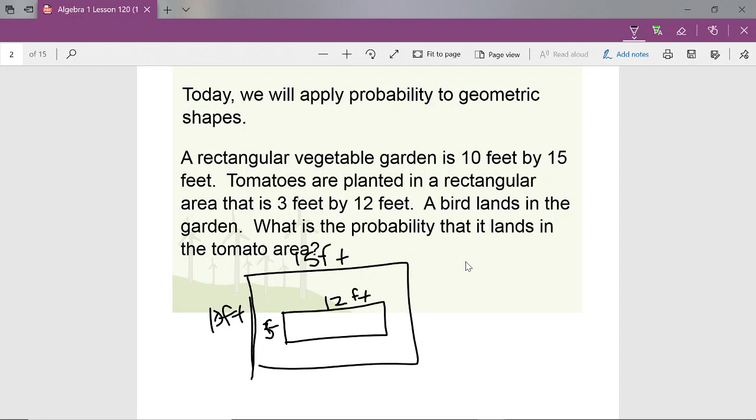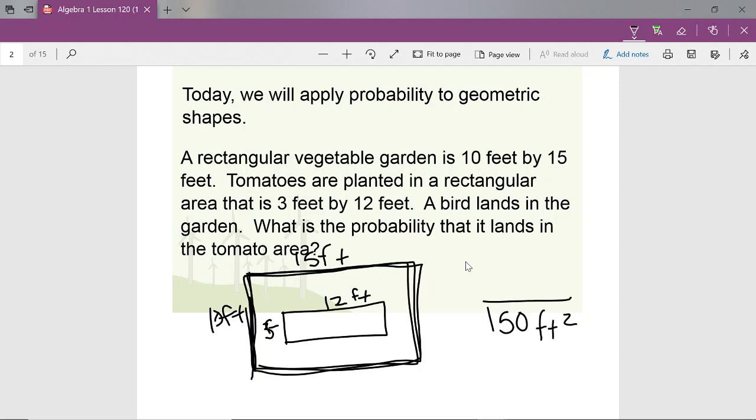Well, just like regular probability, we need to figure out what our total number of outcomes is. In this case, what is the total number of feet that the bird has for landing in? And we would say the total area would be the big rectangle, the entire garden. We know it lands in there. That's our total number of outcomes, or area. So the area of that is 10 times 15, or 150 feet squared.